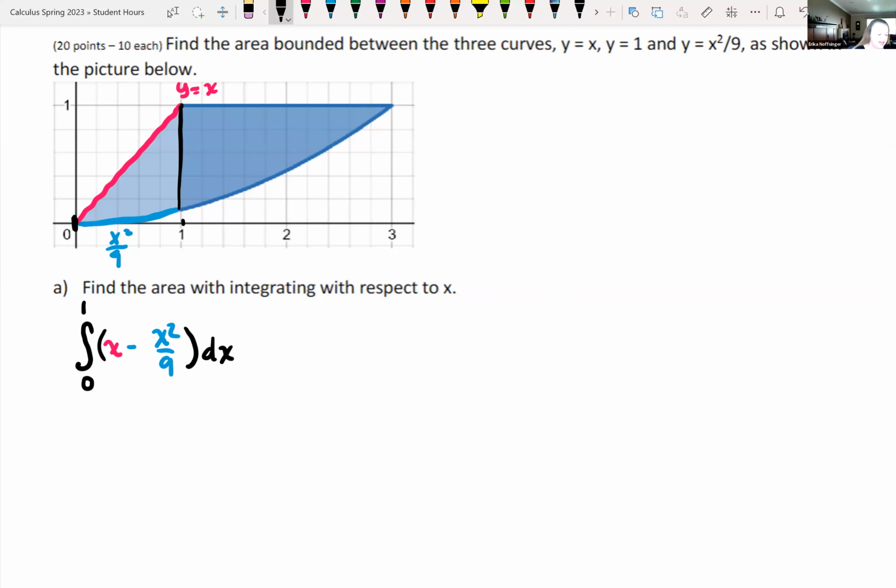And so now let's add the area of that second piece. My bounds for that second piece are 1 to 3. Our top function is this horizontal line here, which is y equals 1. So I'm going to have the top function, 1, minus this bottom piece, which is still x squared divided by 9, dx.